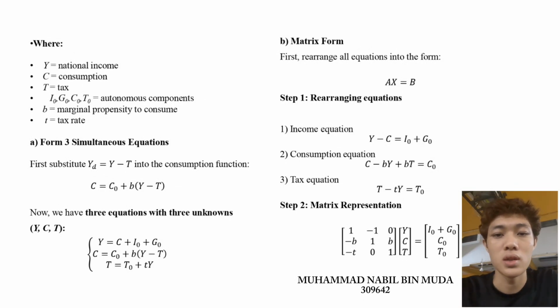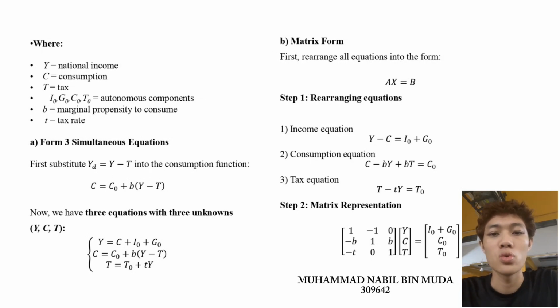Next, we look at the consumption function. Consumption C depends on autonomous consumption C0 and disposable income YD. Disposable income is defined as income minus tax, which is Y minus T. So we substitute this into the consumption function. The second equation becomes C equals C0 plus B bracket Y minus T bracket.